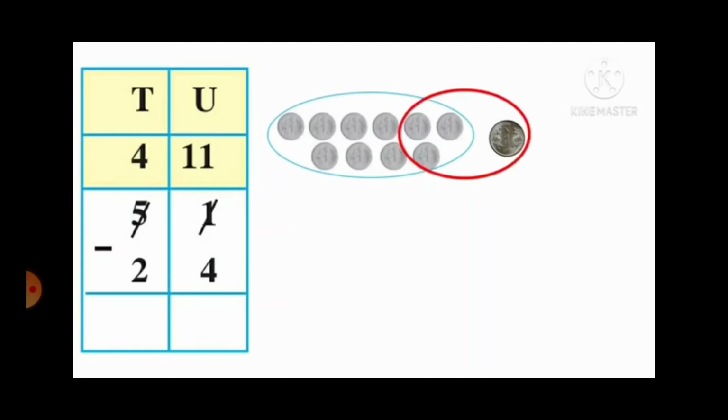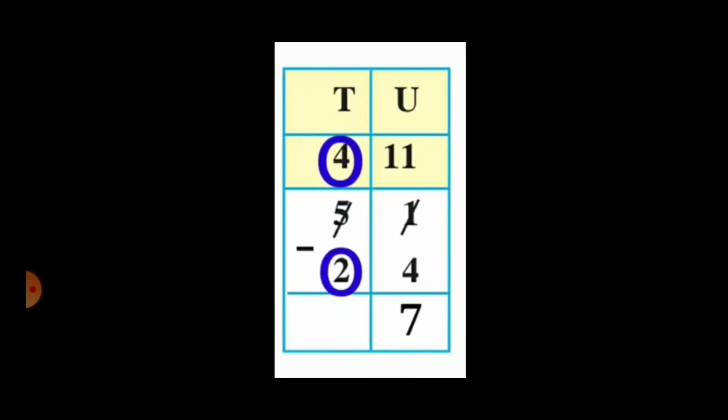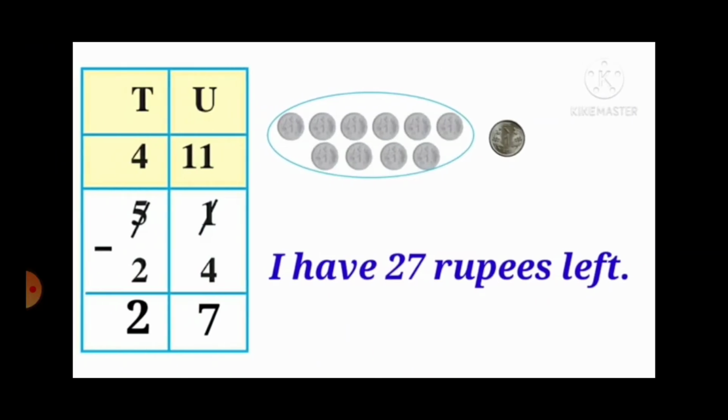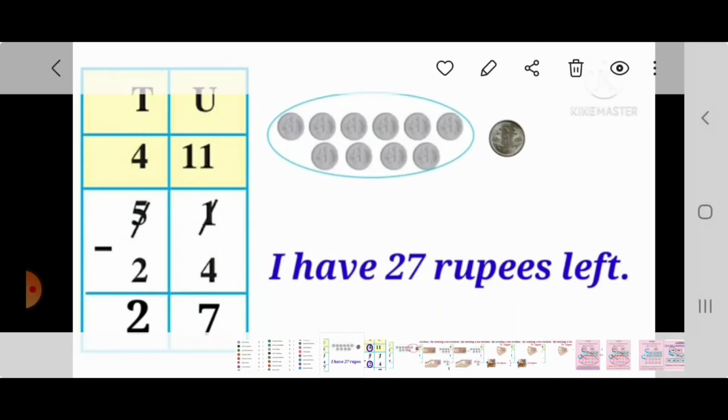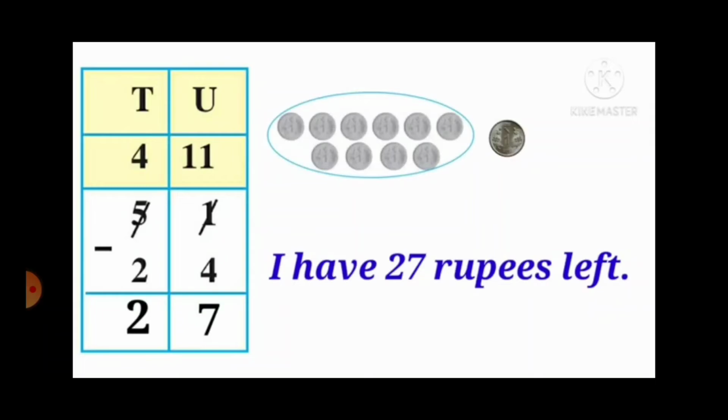Now let us subtract these numbers. 11 minus 4. How much will that be? Yes, that will be 7. And 4 minus 2 will be 2. That means we have 27 rupees left with us. So out of 51 rupees, when we pay 24 rupees to the shopkeeper, 27 rupees are left with us. Now let us solve the sums from our textbook.